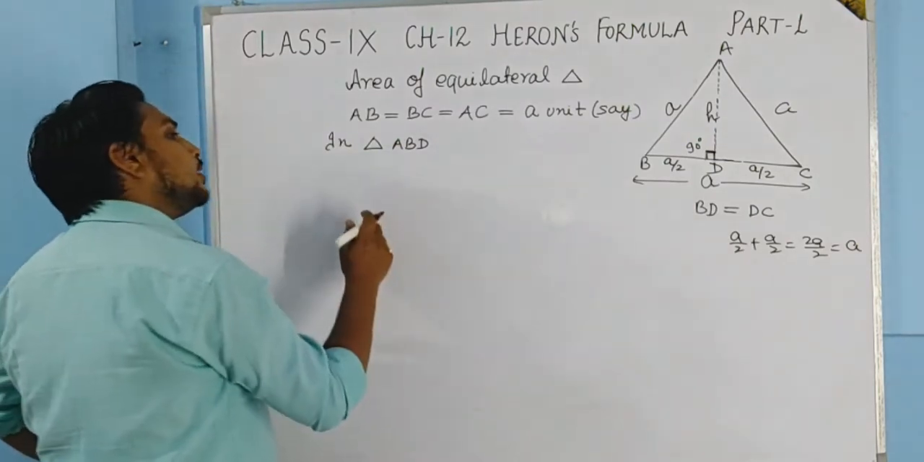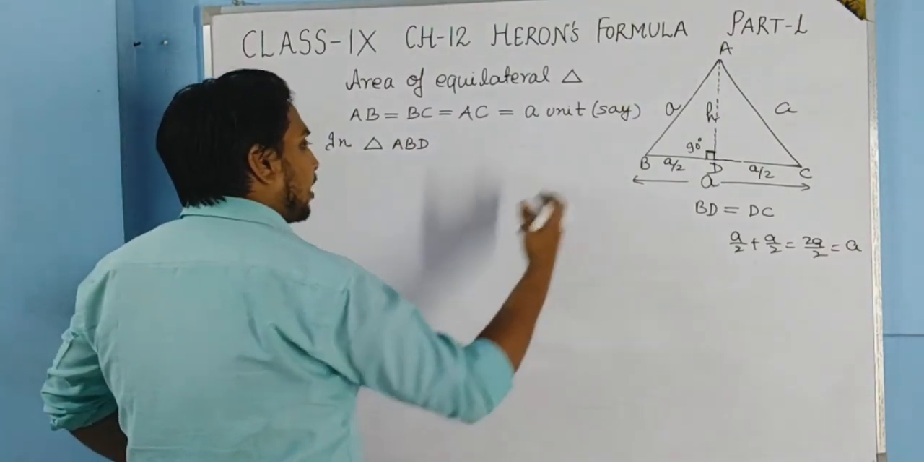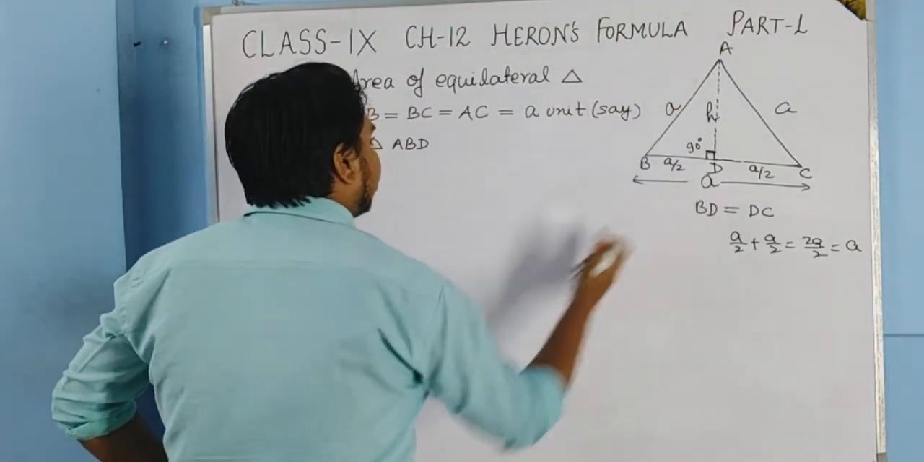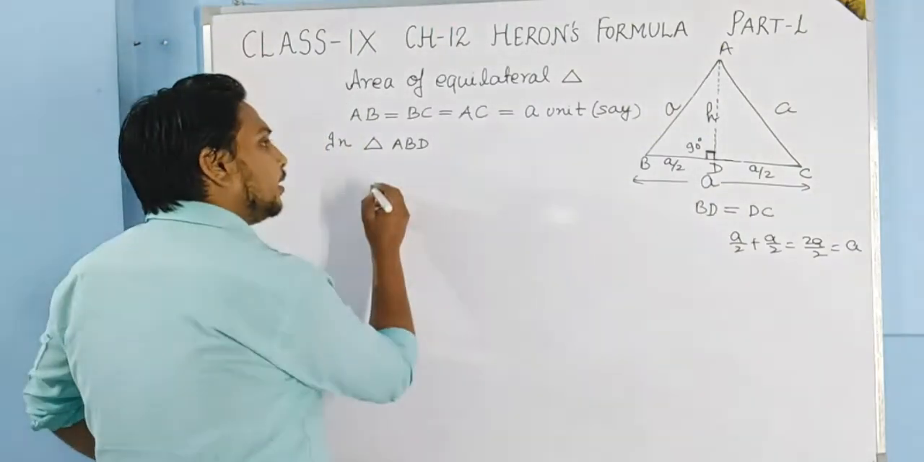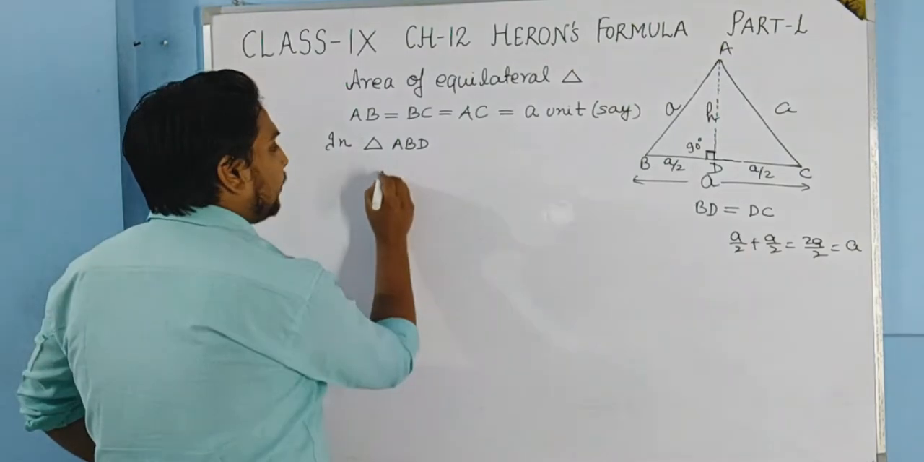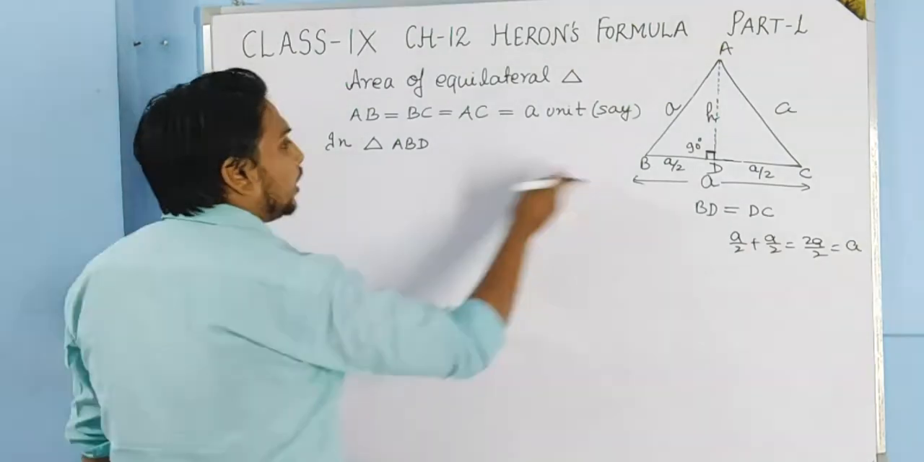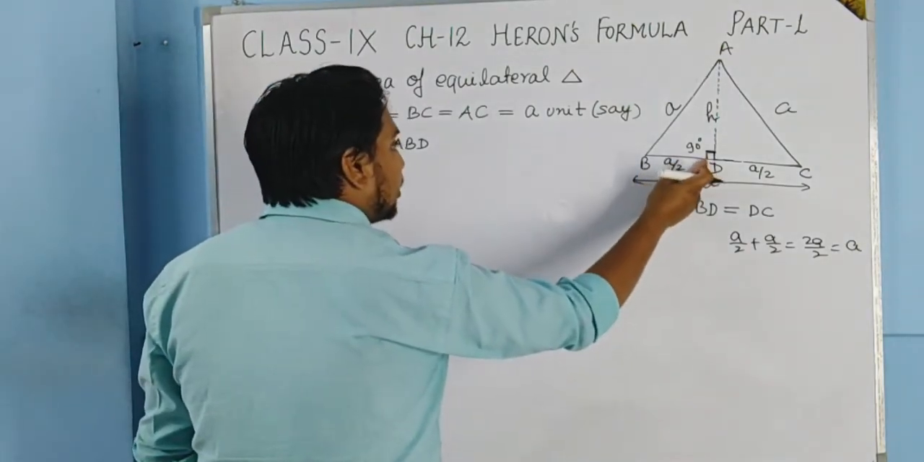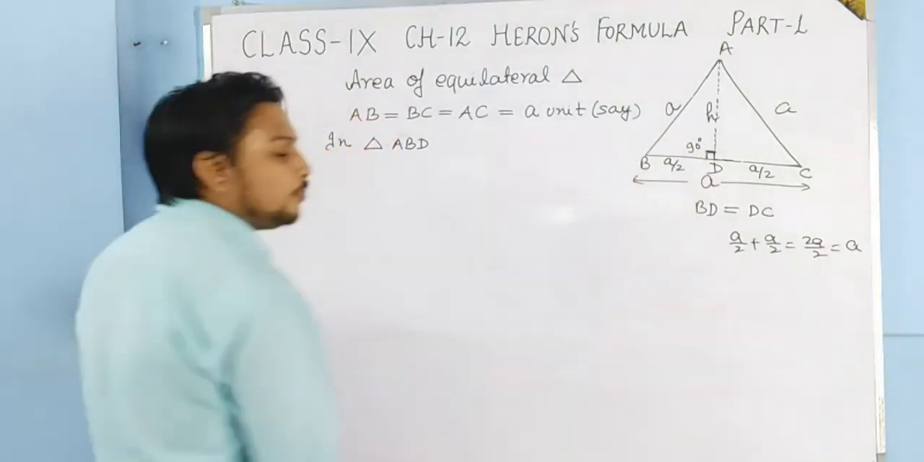Okay, so let us find the value of H in terms of A. How can we find it? We will apply the Pythagoras theorem here. In the Pythagoras theorem, what do we do? Here it is 90 degrees, so its opposite side will be the hypotenuse.